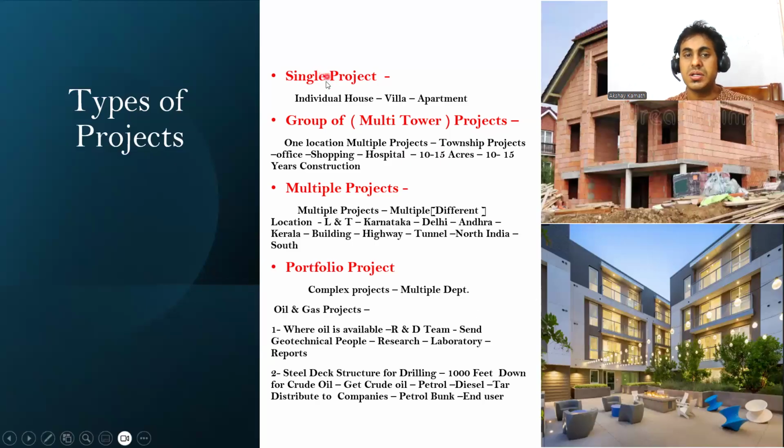Whereas a single project is very simple. You require a plan, structural design, and elevations, and you start with the construction. That's it. But in a portfolio project, there are many departments involved, and the project itself is complex. You start from the R&D team, identify where the crude oil is available, then set up the steel decking structure, then go down and extract, then transport it, then distribute it to the companies, and the companies distribute to the petrol bunks and the end users. So this is called a portfolio project.